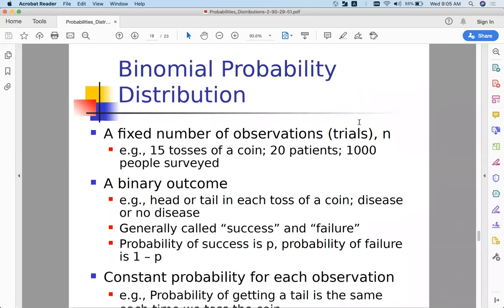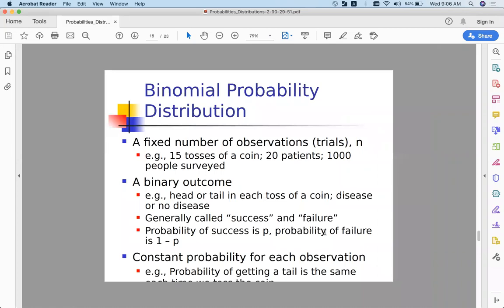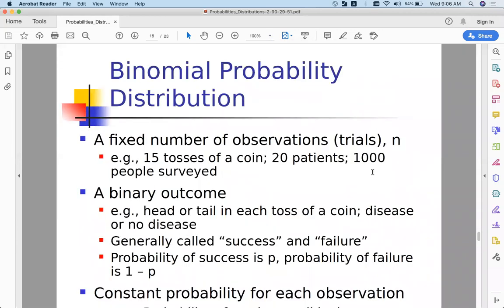So in general, you don't have to remember two things. You just remember one and subtract it from 1. Because there are only two outcomes, P is called the probability of success and 1 minus P is called the probability of failure. Next, there is a constant probability for each observation. The probability of getting a tail is the same each time. When you flip a coin, the individual probability of getting a tail is always 1 by 2.